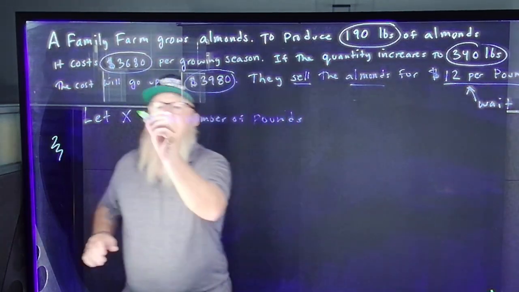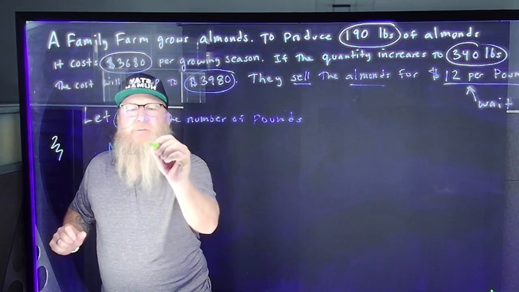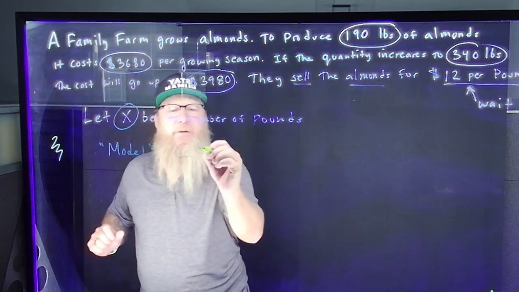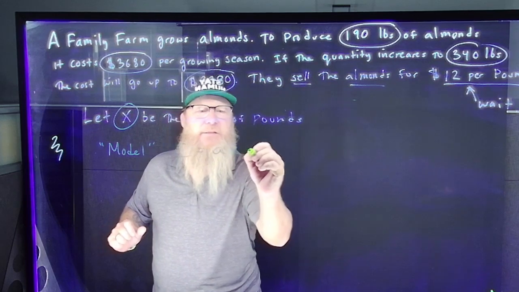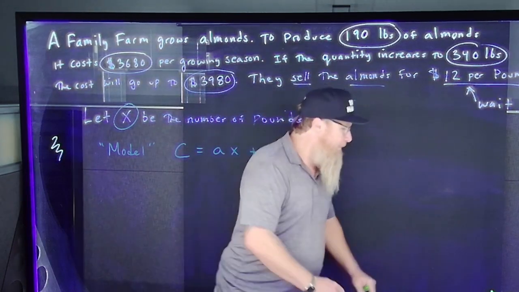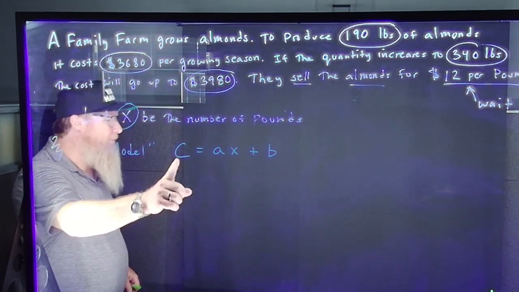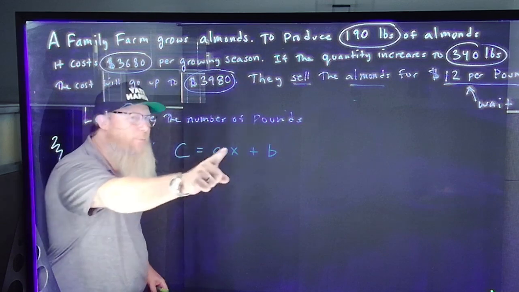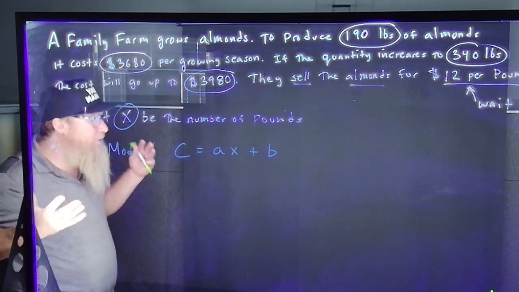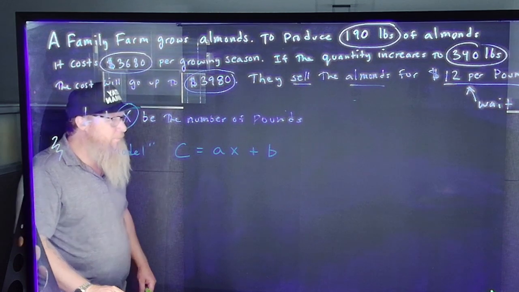So we'll let X represent the number of pounds, and we want to find a linear model, or I'll just call it a model. It's the only type of model we've done so far. C equals AX plus B. So that's our cost model. Notice it's the same as Y equals MX plus B. We've just dressed it up using some different variables.